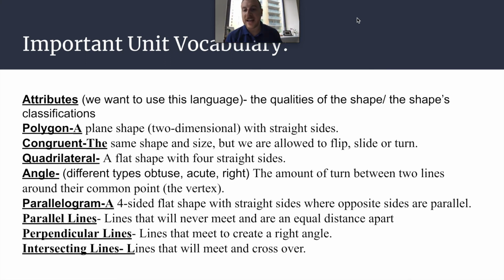Parallelogram is a 4 flat-sided shape with straight sides where the opposite sides are parallel. Now remember, parallel lines means they run right next to each other, the lines that will never meet, at an equal distance apart. Think about a train track. Those train tracks can run forever and ever, and those 2 lines would never cross or intersect or meet unless you push them. Perpendicular lines are lines that meet and create a right angle. Just like this, my arms would be perpendicular lines. And intersecting lines, oh, they will meet and cross, excuse me. Intersecting lines will meet and cross over.